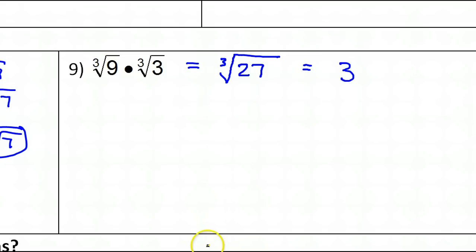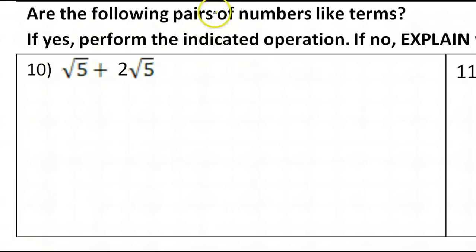Alright, we are asked if the following are pairs of like terms. If so, we're supposed to do the operation, and if not, we're supposed to explain why they are not like terms. To be like terms, you have to have the same index and the same radicand. In other words, the same root and the same number under the radical. In fact, the only thing that's allowed to be different is the coefficient. So here I have coefficients of 1 and 2, but they're both radical 5.